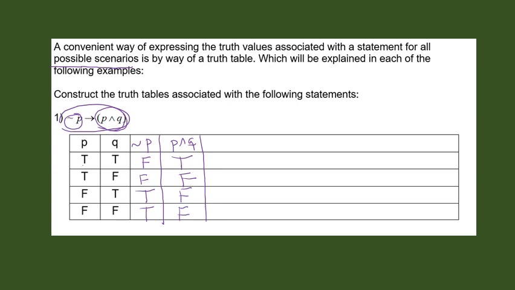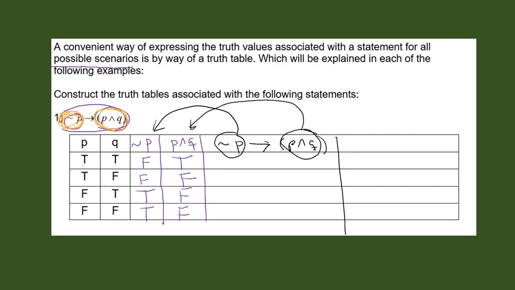Now that I have not P and I also have P and Q, I am ready for the final column, which is the actual statement itself. Well, notice I am going to be working with not P, which is this column, along with P and Q, which is this column. They're being joined together by the if-then statement, right? So we have an if-then statement working between these 2 columns here.